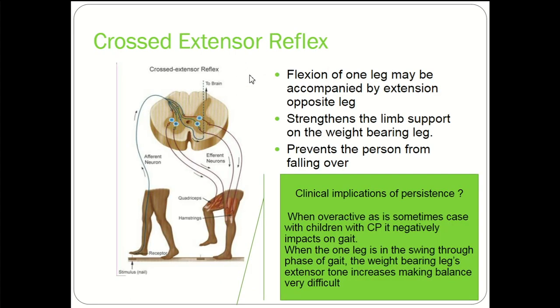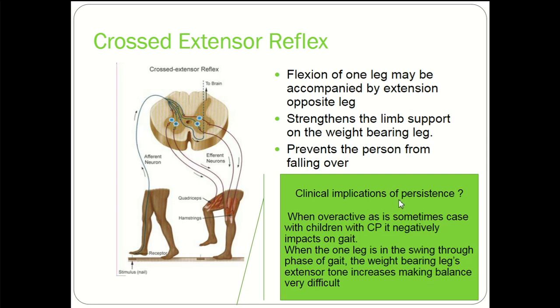Next is the crossed extensor reflex. Here the flexion of one leg may be accompanied by extension of the opposite leg, like this. It strengthens the limb support on the weight bearing leg and prevents the person from falling over. From here you can see the stimulus is given, going to the afferent neurons, going to the posterior horn and then to the interneuron. On the same side it goes to the extensor muscles, causing the contraction of the quadriceps, as well as from the opposite side muscles, going to the efferent neurons to the opposite leg muscles, causing the extension. So once the stimulus is given, the same leg will go for flexion, and the other leg will go for extension.